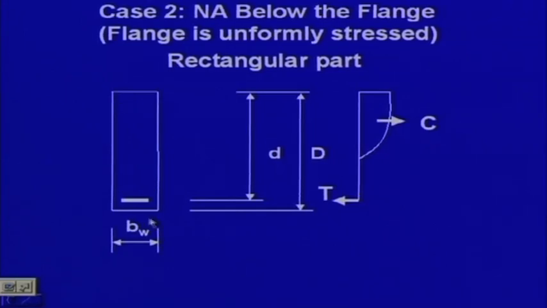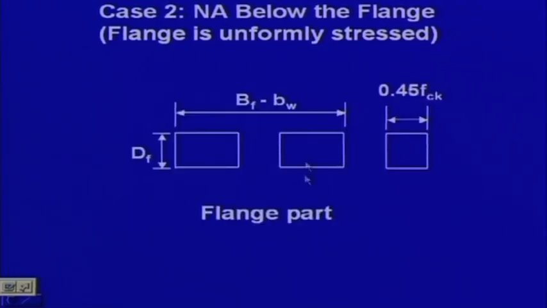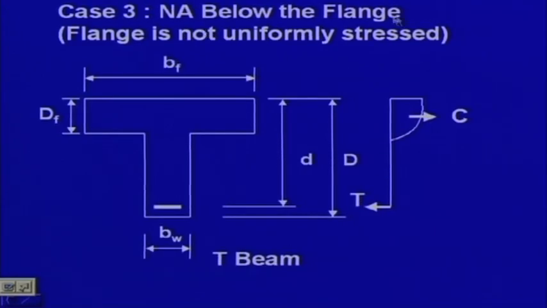So, this is the rectangular part, which is what we have derived so far, and the other part is the portion of the flange, so BF minus BW. Here we are having BF minus BW, because I have already taken this one in the web, and where we are getting 0.45 FCK, the rectangular stress block we are taking. The third case is possible: neutral axis below the flange and flange is not uniformly stressed.